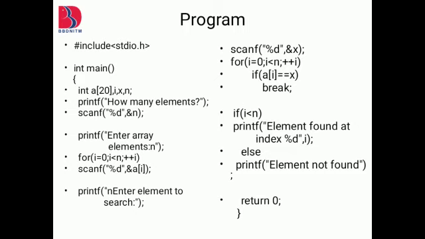scanf("%d", &n): %d is the format specifier for decimal integer, and &n is for storage. Then printf: enter array elements. That means 5 elements need to be entered there. Now we have to use a for loop.